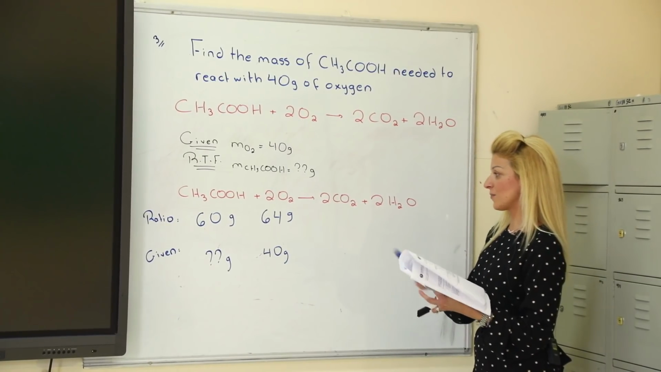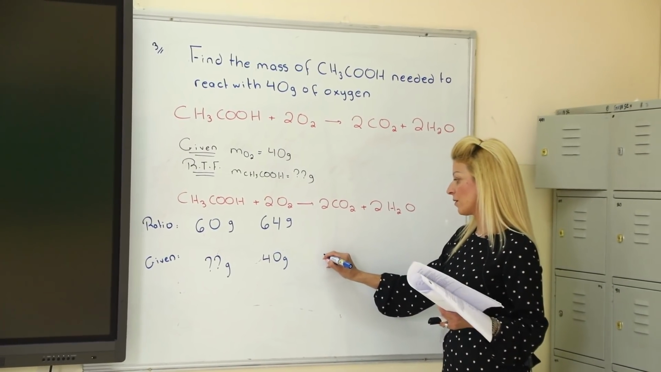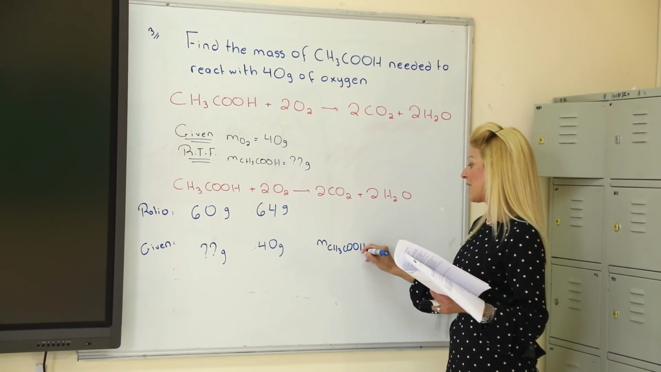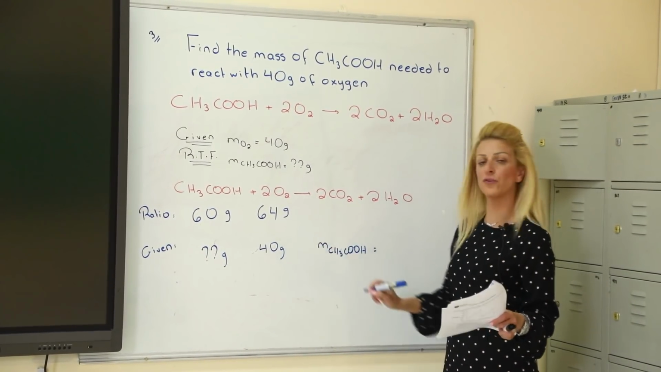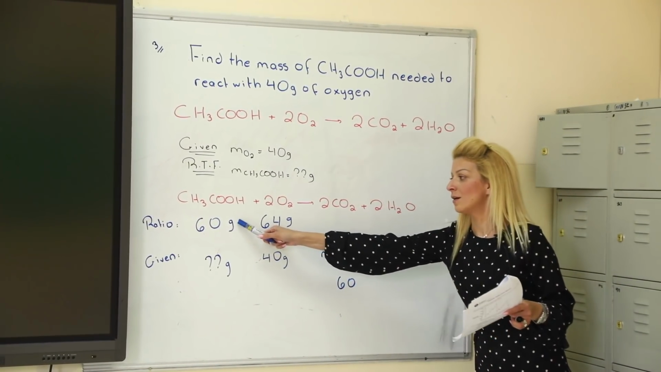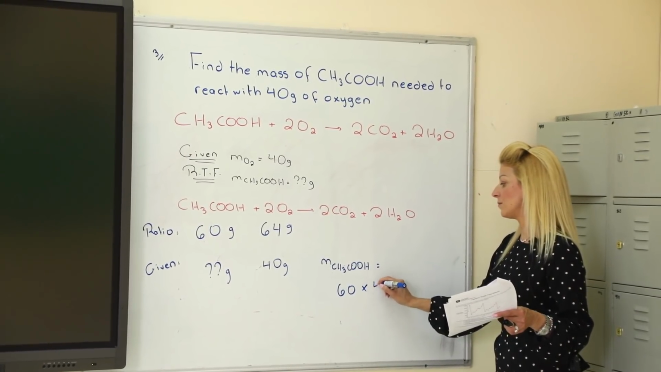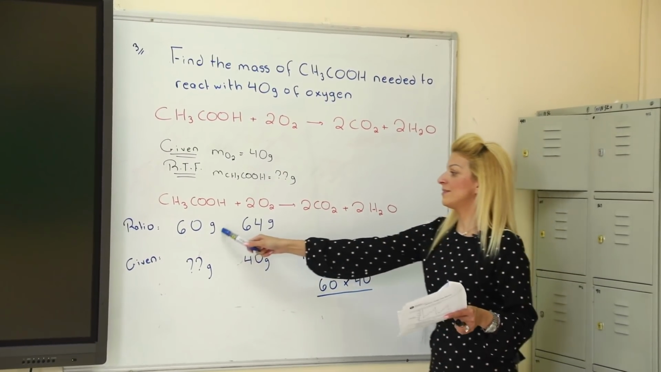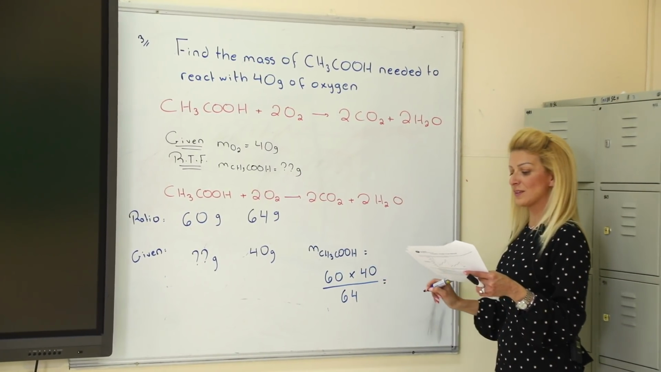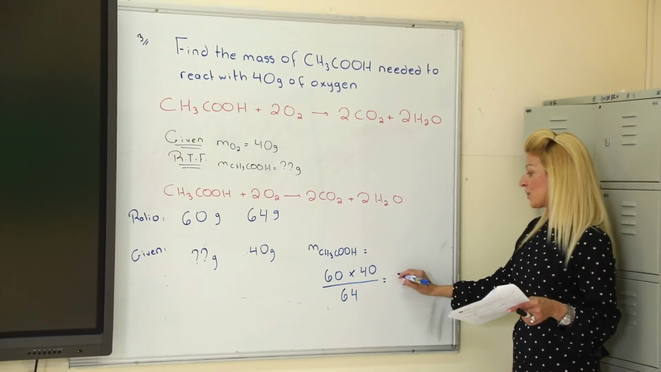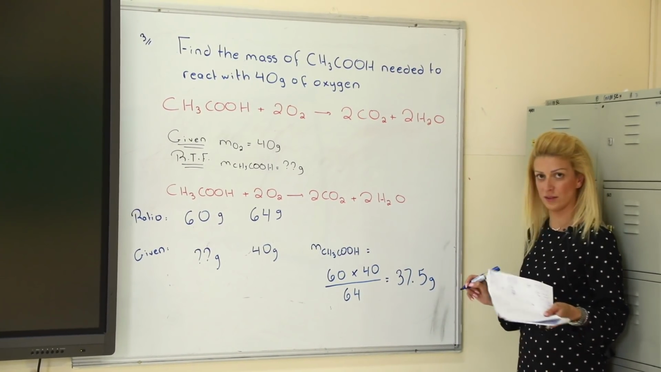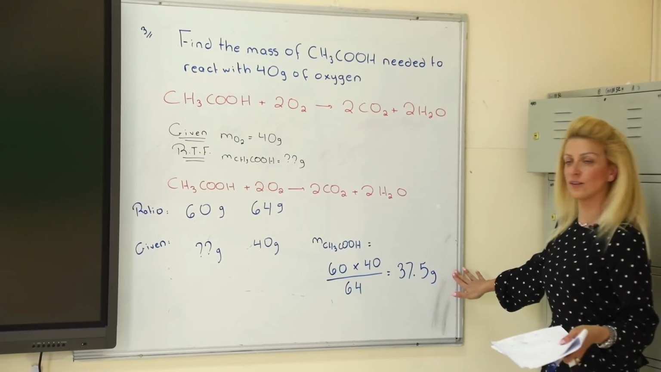So again, it's a simple cross multiplication from this ratio and given. So the mass of CH3COOH that will react with the 40 grams of oxygen will be 60 times 40 divided by 64. So you will get an answer of 37.5 grams if you do that on the calculator.